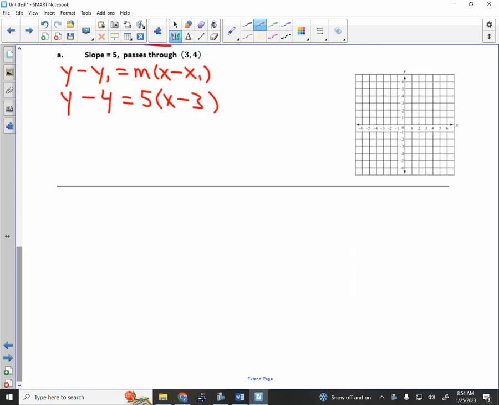It says then place it into slope-intercept form. Slope-intercept form is where we solve for y. And in order to do that, all we have to do is distribute the 5. Y minus 4 is equal to 5x minus 15. Add the 4 to both sides. Y is equal to 5x minus 11.